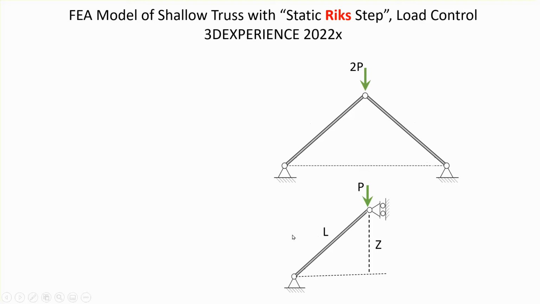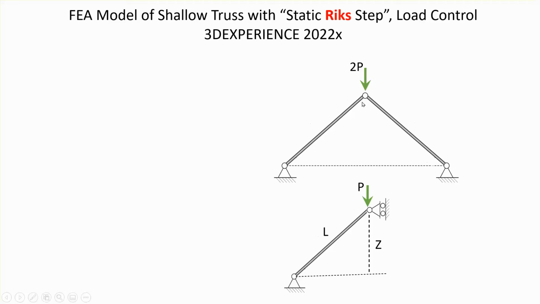This problem was done in earlier videos, using several strategies. I started first with the static step, not static Riks step. But when you solve it as it is with half the model under load control, it actually does not converge. Okay, so basically it crashes after a while. But if you solve it under displacement control, and in the next video I've done that, it does converge.